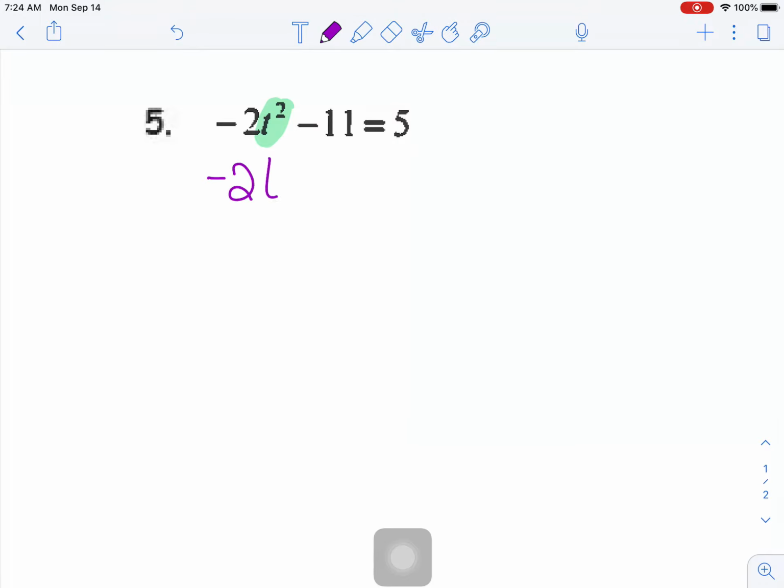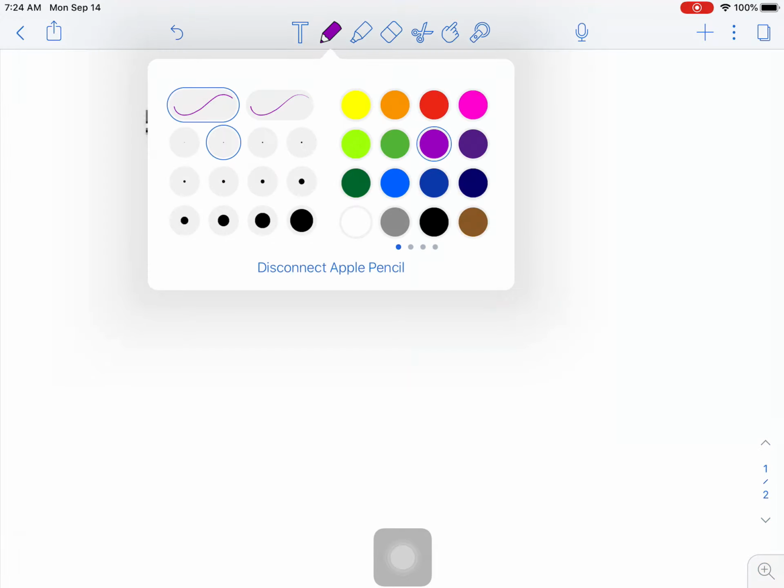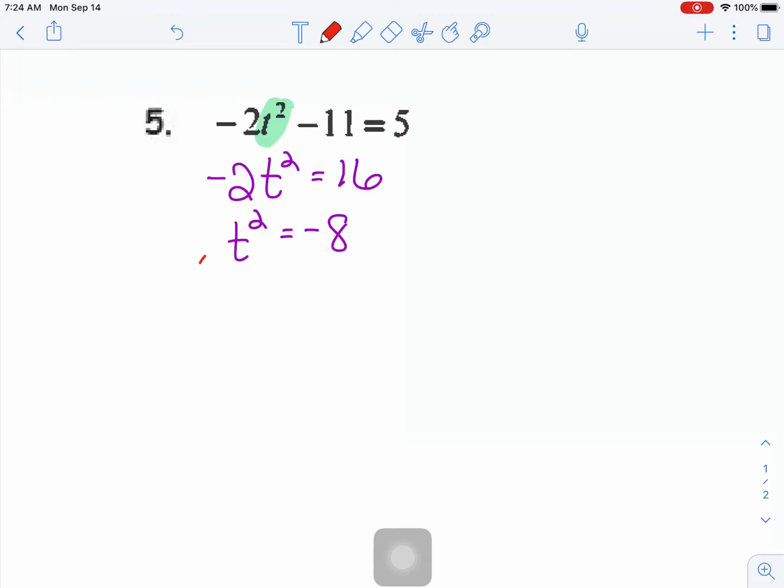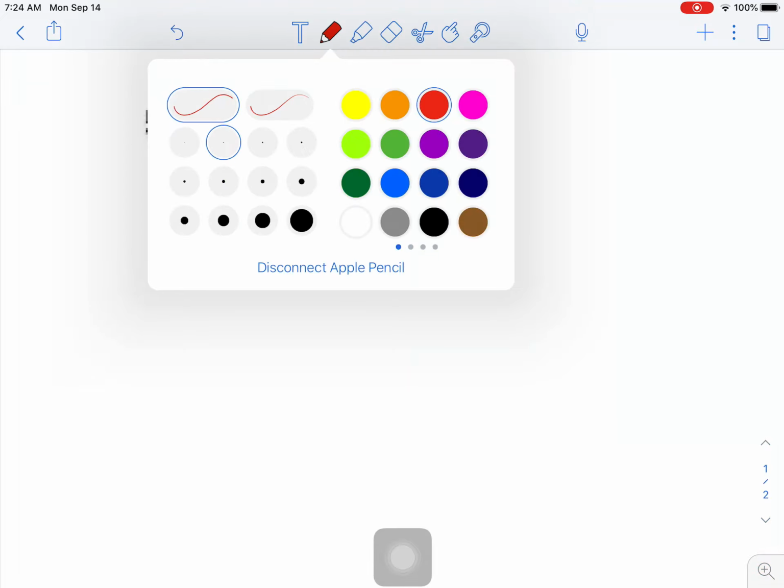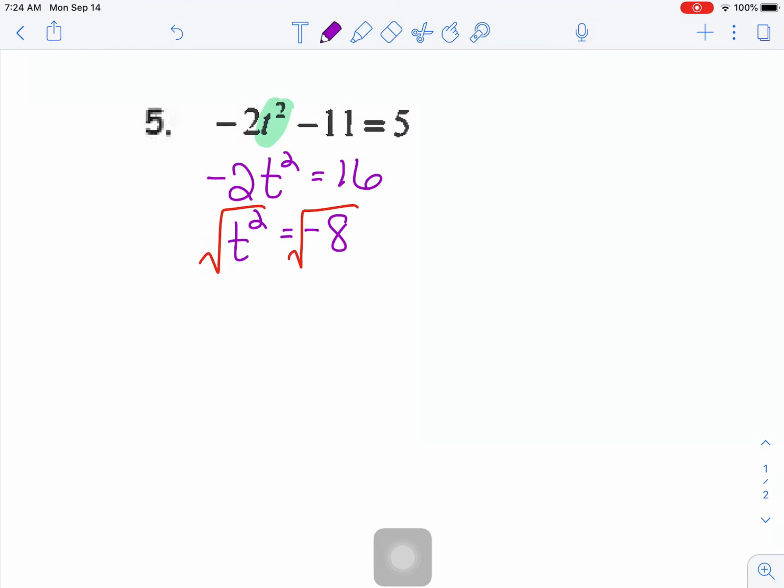So negative 2t squared is equal to positive 16. I'm going to divide both sides here. So t squared is equal to negative 8. At this point, I have isolated the variable. And then to completely solve for that variable, I'm going to take a square root of both sides. Okay. The opposite operation to squaring something is to take its square root. So the left side is just going to be t.